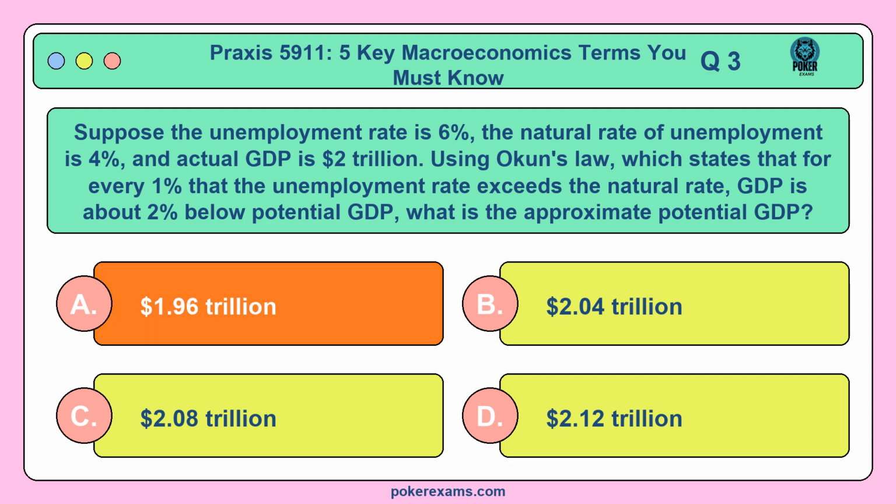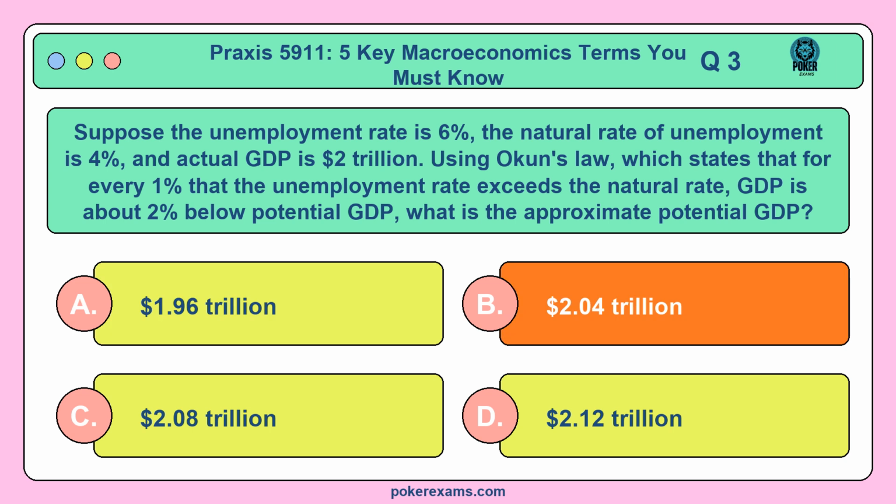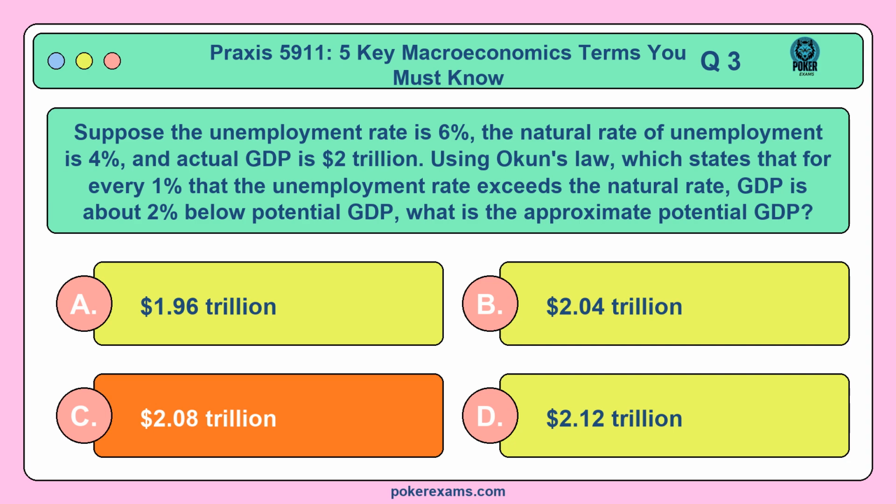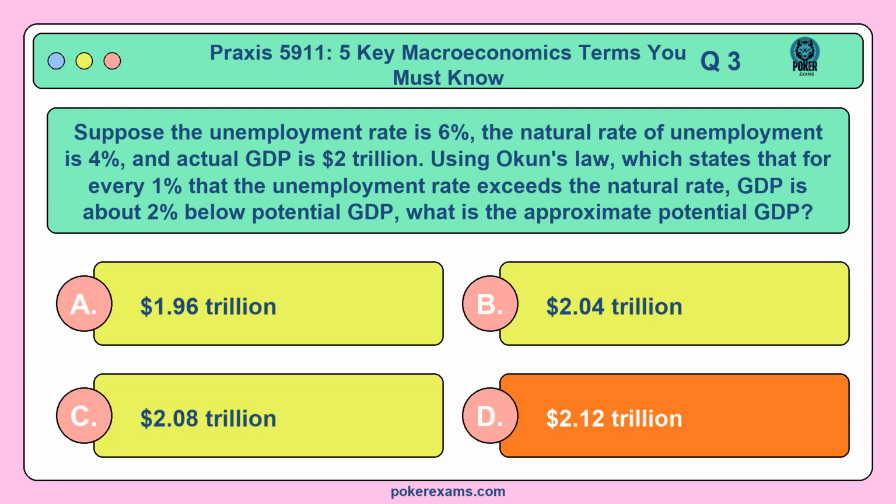Is it? Option A. $1.96 trillion. B. $2.04 trillion. C. $2.08 trillion. Or D. $2.12 trillion.